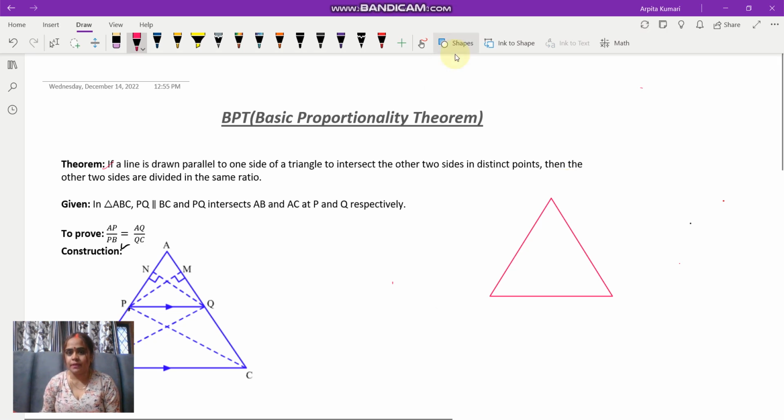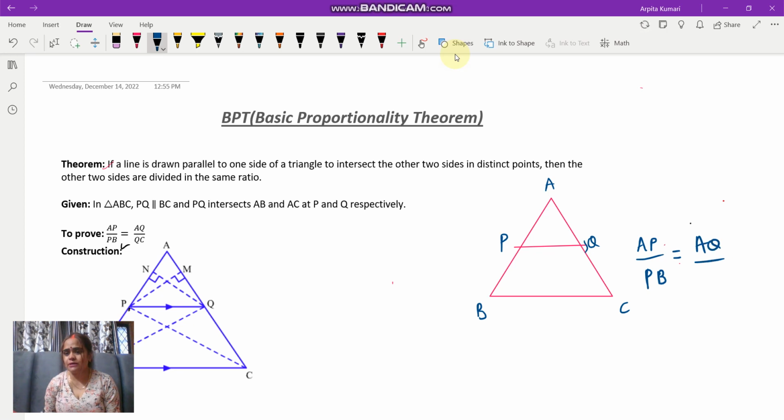What does it mean? Let's suppose this is our triangle ABC and we are drawing one line which is parallel to one side of the triangle. So if this triangle is ABC, this parallel line is PQ. If PQ is drawn parallel to BC, then AP by PB equals AQ by QC. This is what we need to prove. This is the basic proportionality theorem.